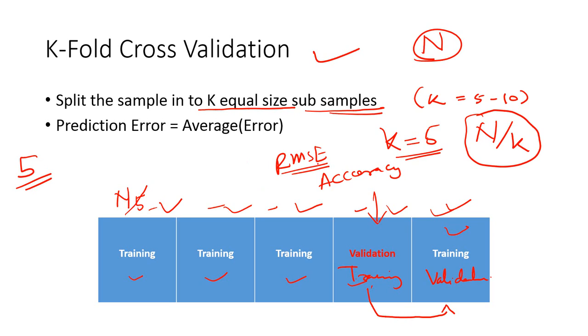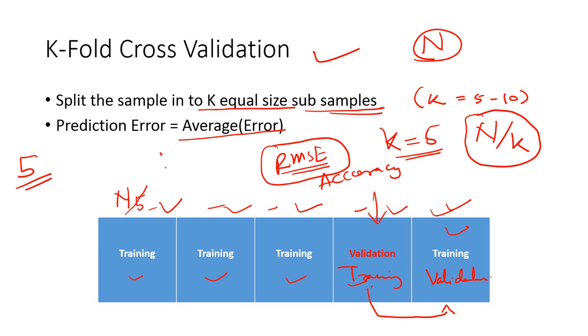When you validate your model, you will get some sort of an error. It could be the pure modulus of the error, or you're simply squaring it and taking the square root, which is the root mean square error. So you will get some sort of an error while doing the validation for each of the samples. So the prediction error would be just the average of the error you are getting for each validation set.